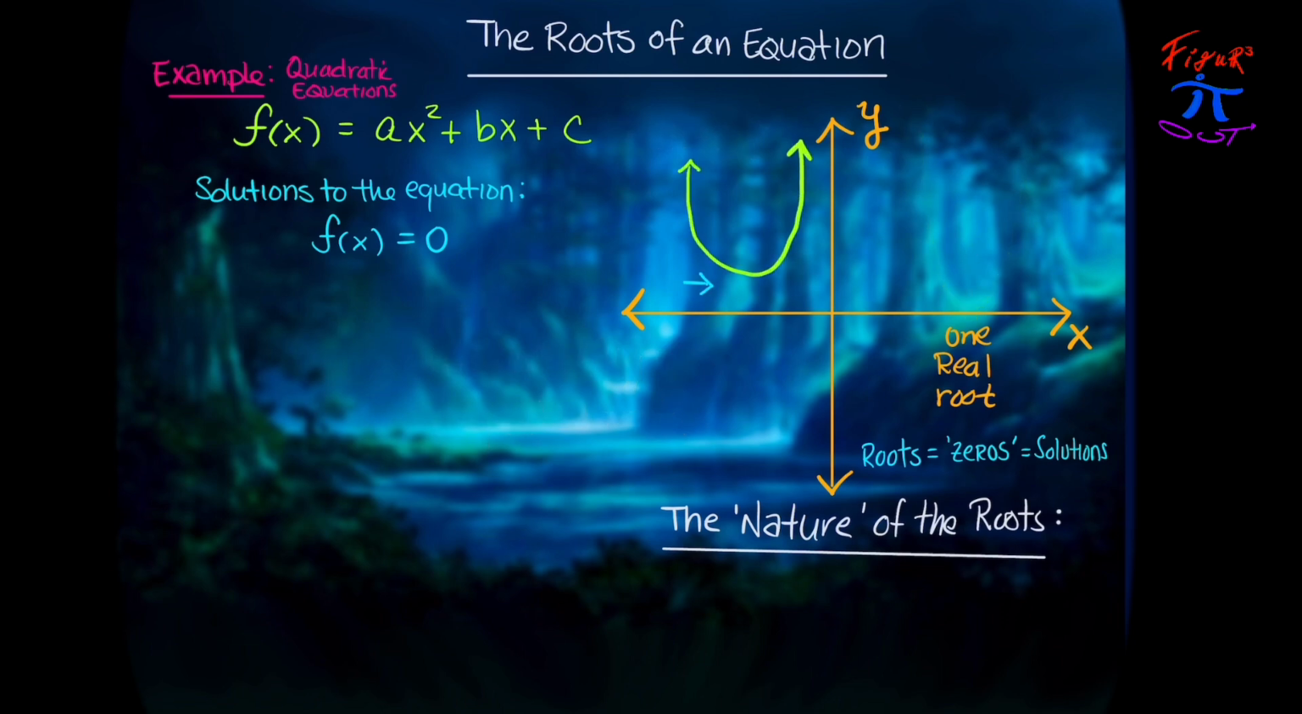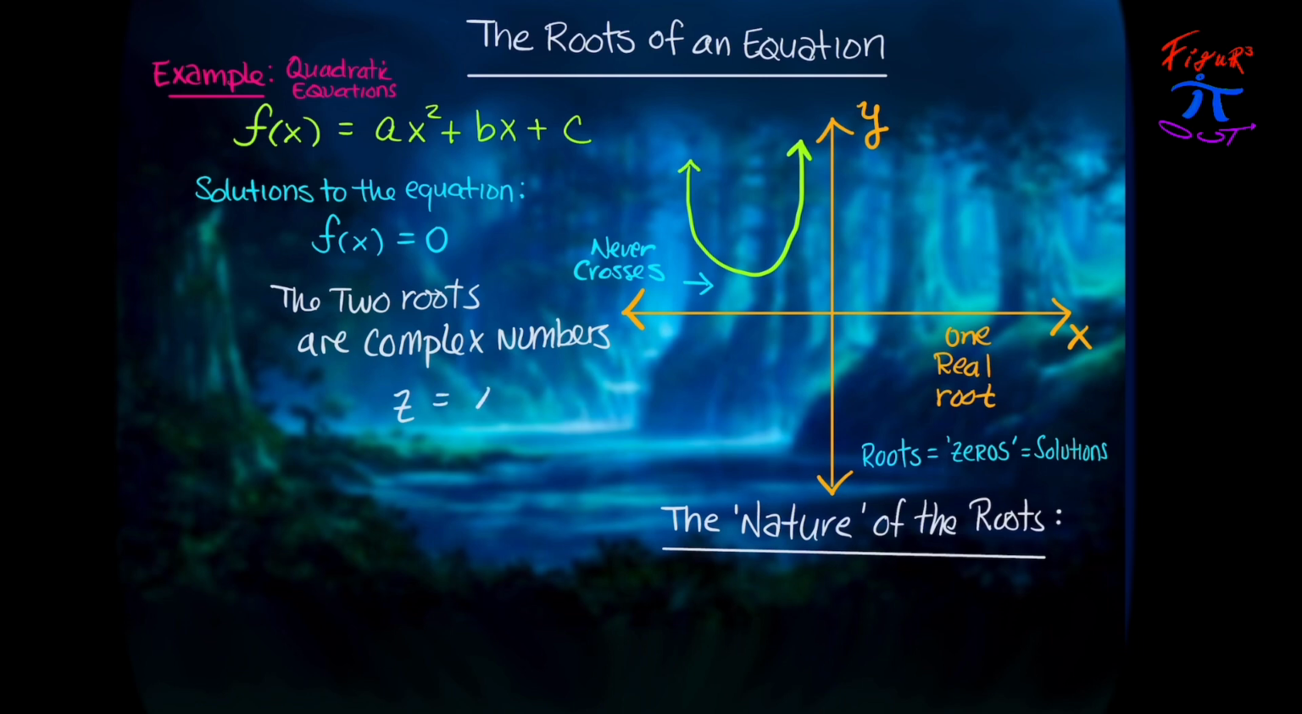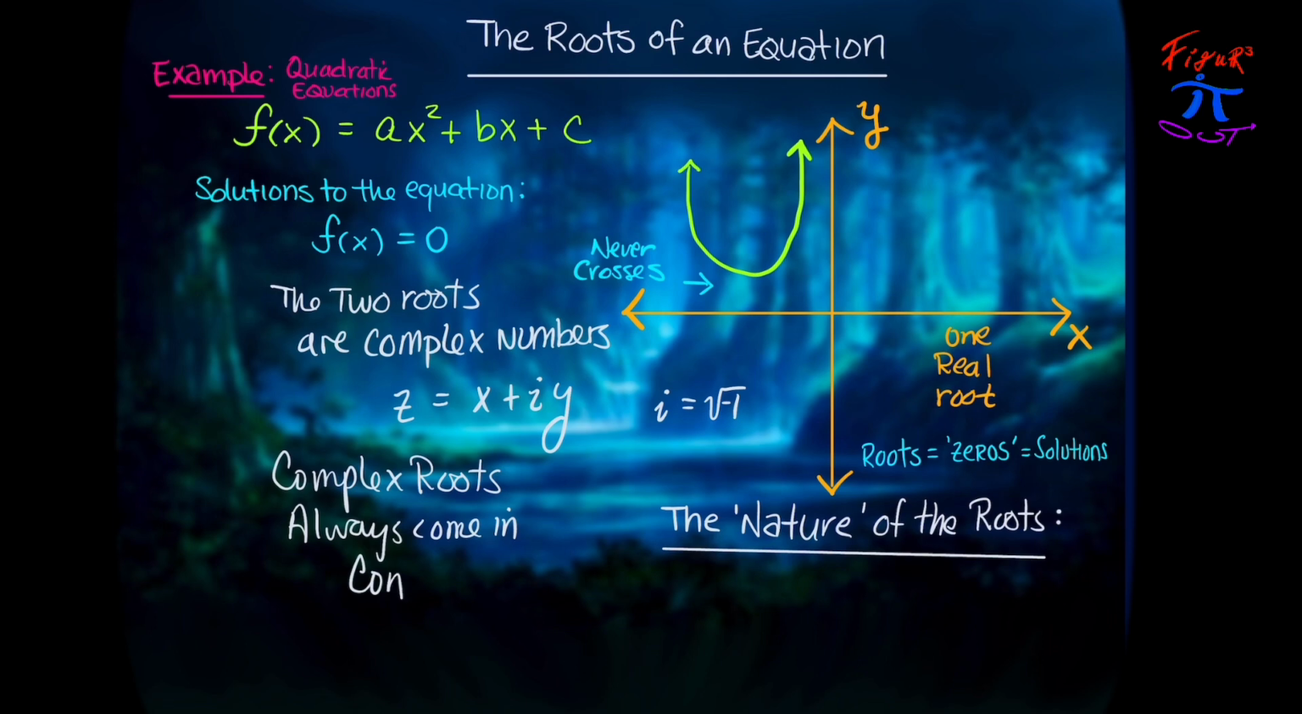But what happens if we have the case where the parabola never touches the x-axis? Well, that's the situation where we get something called two complex roots. Two complex numbers that serve as the roots of the equation. z equals x plus iy, where i is equal to the square root of negative 1. And complex roots always come in complex conjugate pairs.